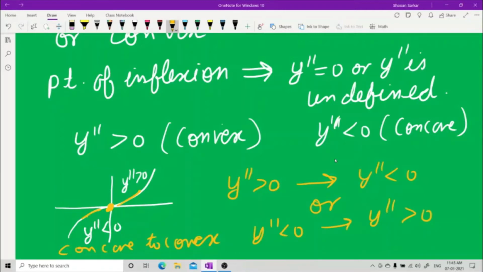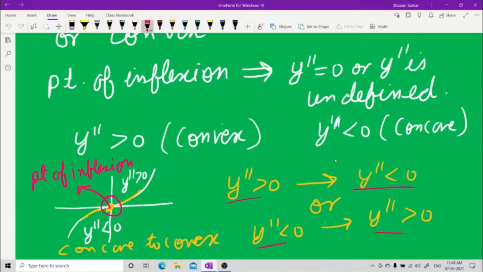In this example, see what y double dash is: less than 0, meaning on this side it is concave, and y double dash greater than 0 on that side means convex. So at this point the curve has changed from concave to convex. So now this point is the point of inflection, this point on the curve. In this example I showed you y double dash is this, or it should be this. Not the other way around. Saying y double dash 0 is a point of inflection, most students say this.